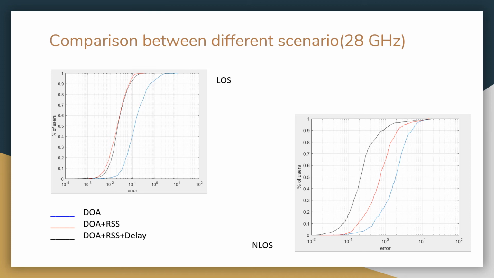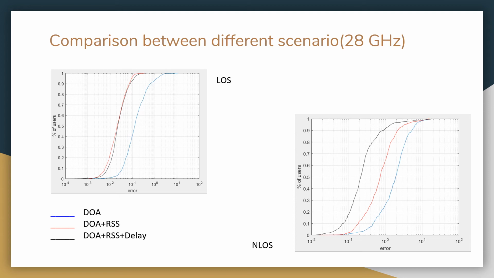So in the CDF curve, the x-axis is the amount of error and the y-axis is what percentage of users are having a particular error. For line of sight, the blue curve is showing that when DOA is the only input, approximately 90% of the time the error is within 10 to the power of 0, that is 1 meter, which is our spacing between users. Now the curves for DOA plus RSS and DOA plus RSS plus delay are almost the same, as we discussed in the previous slide. Here, approximately 90% of the time, the error is within 10 to the power of minus 1, that is 0.1 meter, which is quite acceptable.